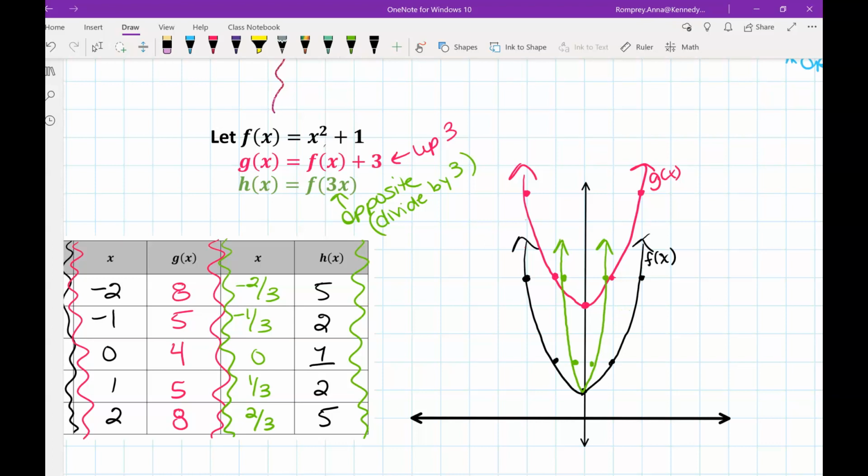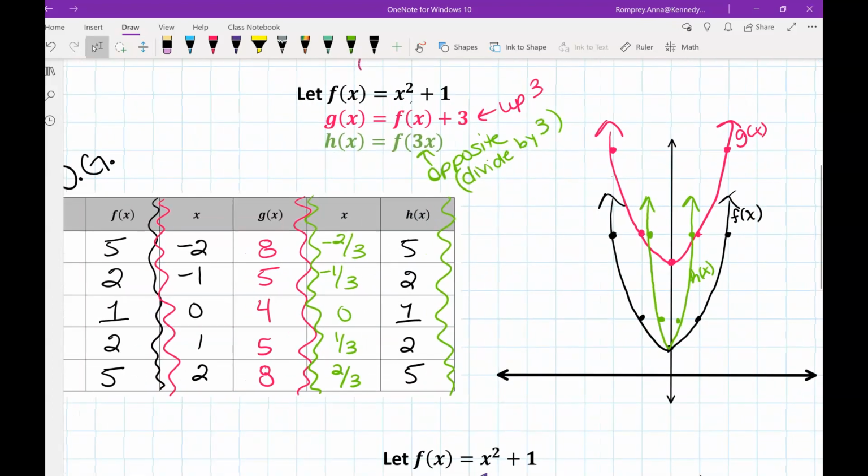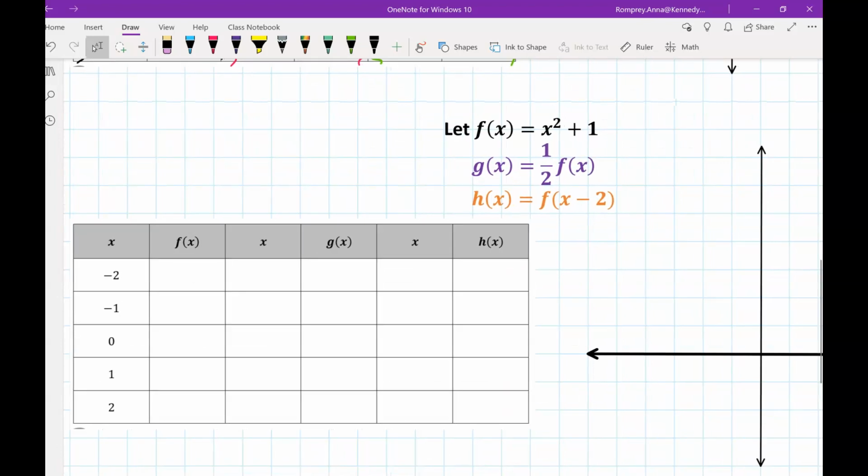Okay. So I need to label my little graph h of x. I'll tuck that in over there. So we have transformed our original function f of x using tables and graphically. Okay, so I have 3 more examples. If you'd like to pause the video at any point and try these on your own, I think that's awesome. If not, don't worry about it.